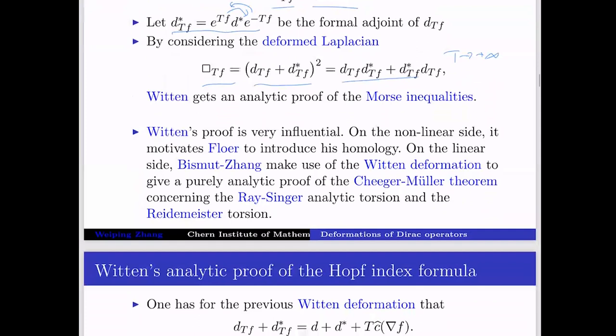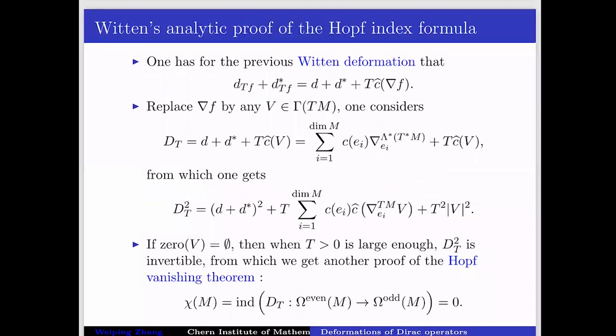So the Witten deformation right here, we write explicitly, it is a compact deformation of d by a c-hat term. Here, this is the gradient vector field of f. Then if we change this by the vector field V, this also appears in Witten's paper, that for any vector field he defined this Witten deformation. And you can write it in this way.